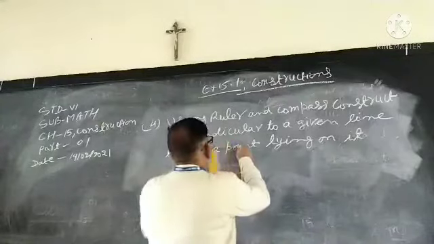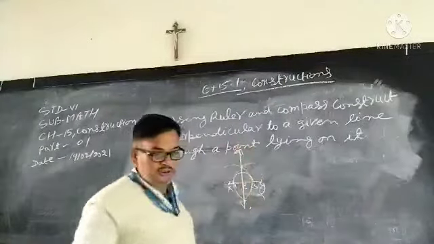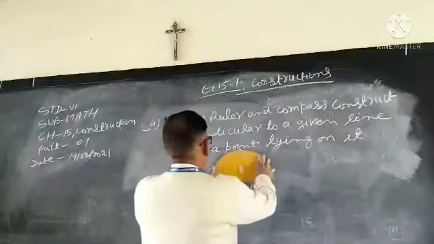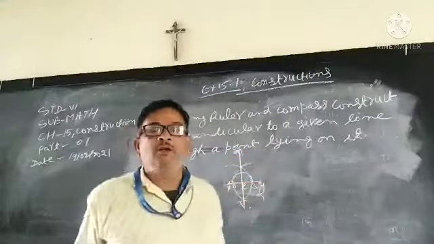See this one. Perpendicular means making 90 degree angle. So this is perpendicular or not? You can check also. See this one, it is perpendicular. Put it down this one. It is clear. Now understood.